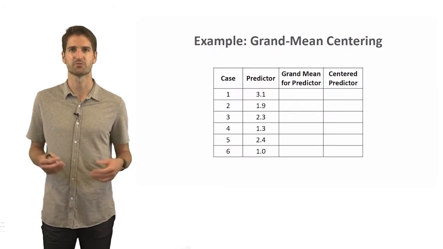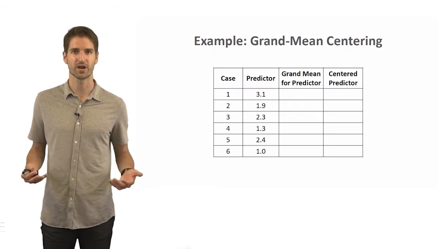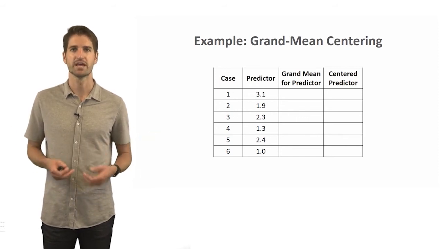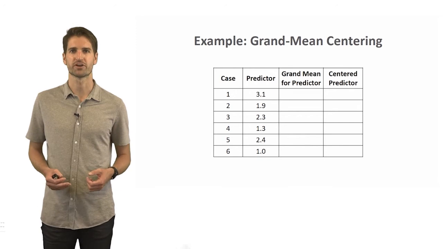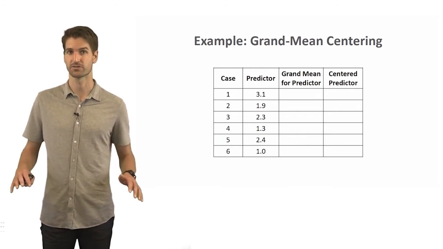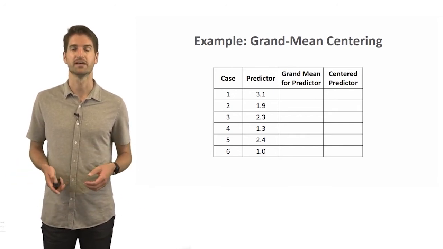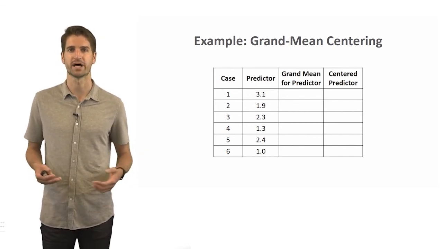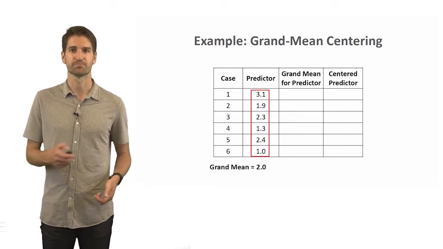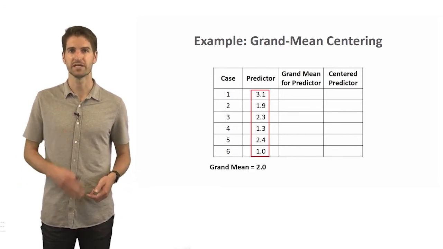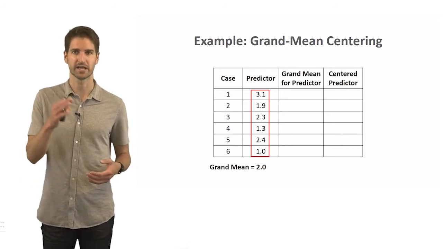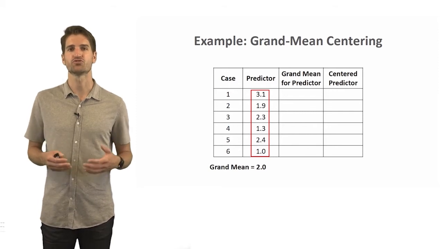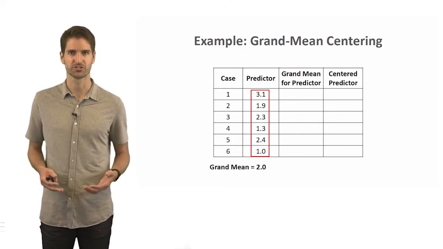So let's look at an example of how we actually grand mean center in practice. Here we have 6 cases again, so 6 unique, let's say, employees. And let's say we have their scores on the predictor variable here that are currently not centered. So these are the raw scores here. We can see for case 1, the predictor score is 3.1, for case 2 it's 1.9, and so forth and so on. If we calculate the grand mean for all 6 people, or however many cases we have in our sample for that predictor variable, in this case it happens to be 2.0. So it's just the arithmetic average here.